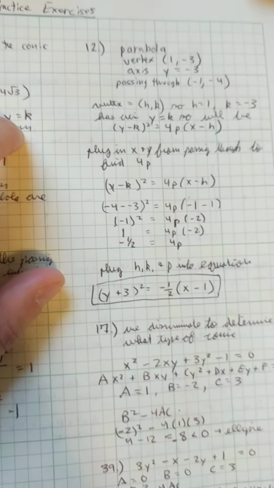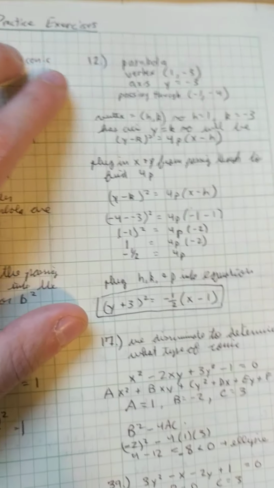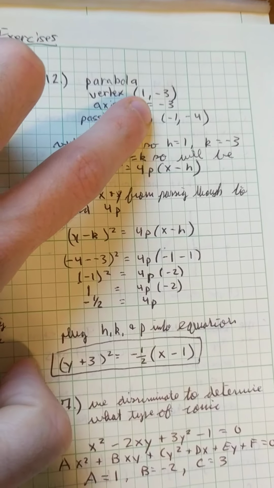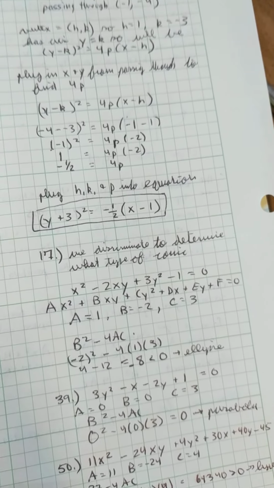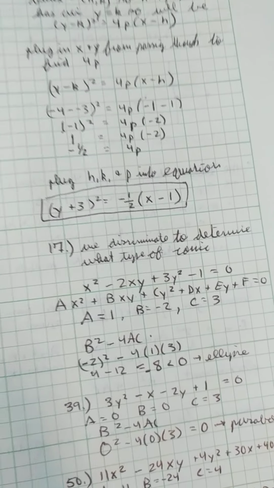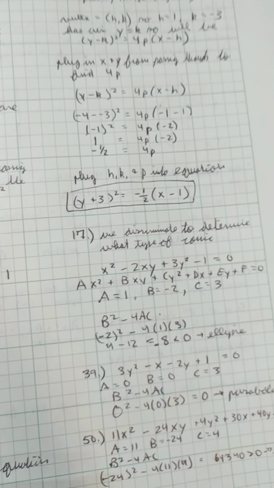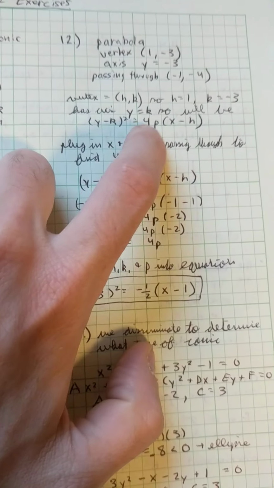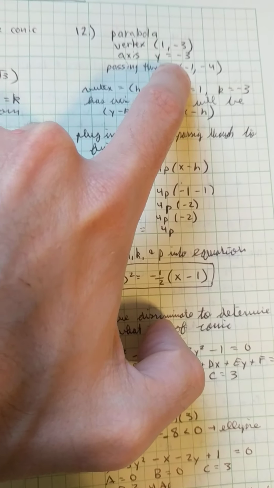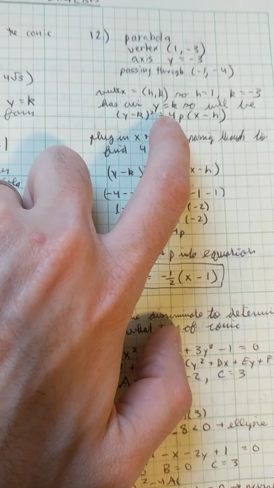Number 12, we're dealing with the parabola, so we only need to solve for 4p. Okay? So we're given the vertex is (1, -3). The vertex of a parabola is the h, k. Remember, the center of a hyperbola and ellipses is h, k. The vertex of the parabola is h, k. So we usually get our h and our k values. It's telling us it has an axis y equals -3. -3 is our k, so it has the axis y is equal to k.